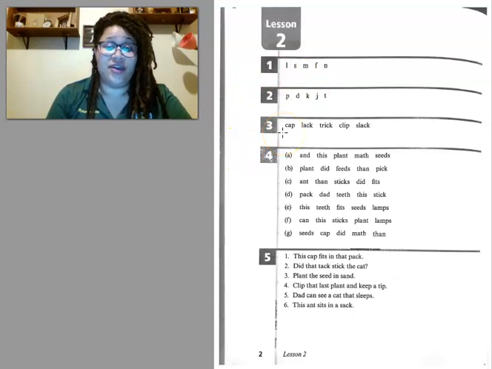In part 3, you'll read the words. I'll read the words for you, and then you can read them to someone at home. Read them to mom or dad or big brother, big sister. These words are cap, lack, trick, clip, slack.